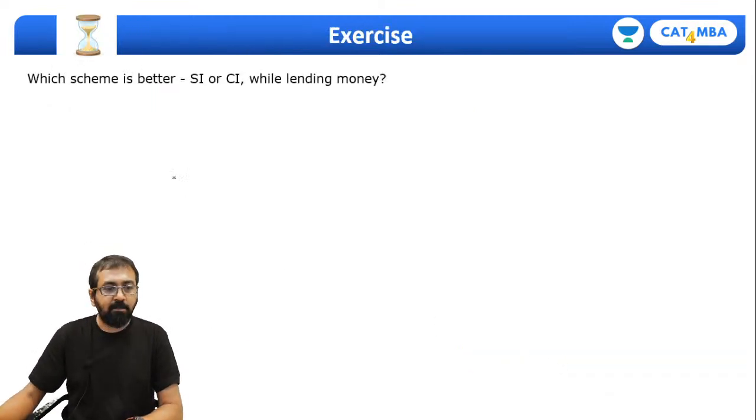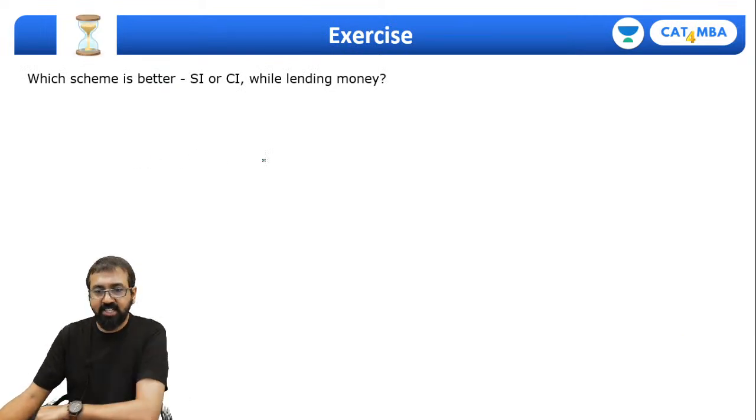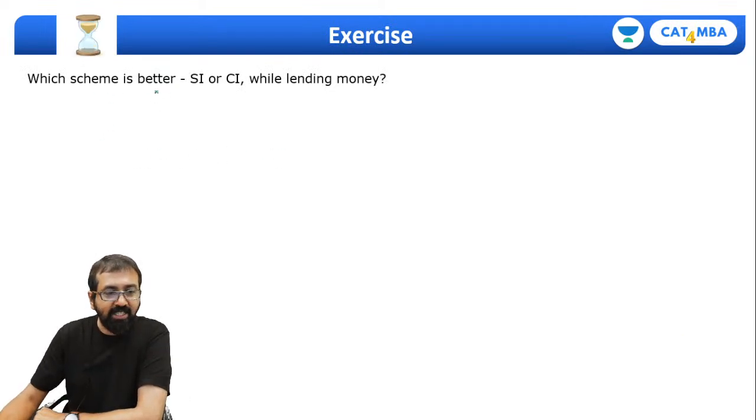Now there are a couple of special cases, which we'll understand through an example, but can you quickly answer this question now?